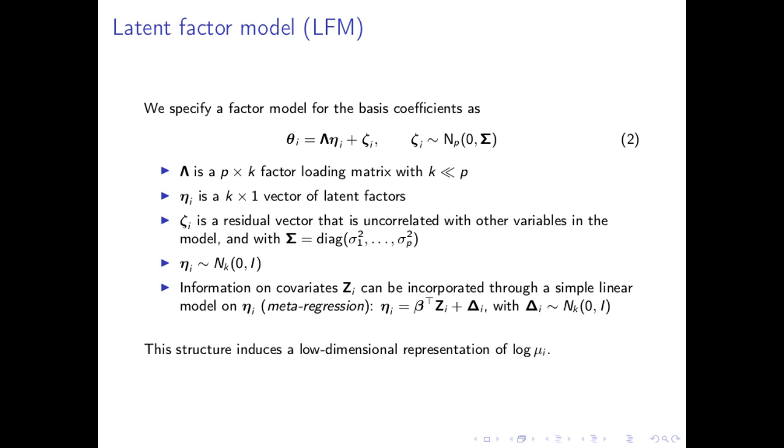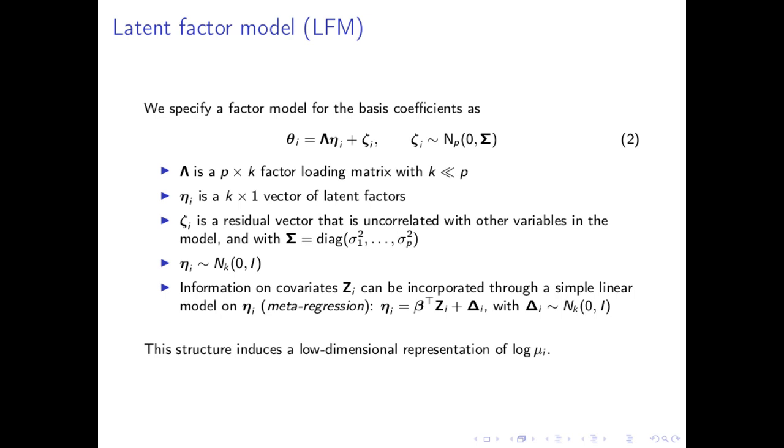So we model theta I in the typical latent factor representation. So we have lambda, which is our factor loading matrix, a tall and thin matrix that tends to be or should be sparse. And the number of columns of this matrix K is much smaller than the number of basis functions we put into our model. And this is very important for something we see later. Eta I is the vector of latent factors. Again, this is a study-specific vector of latent factors. And then we have the usual residual vector uncorrelated with other variables.